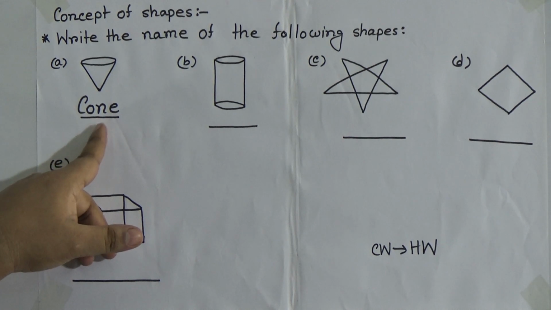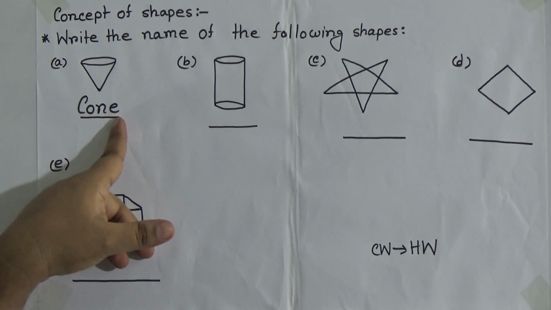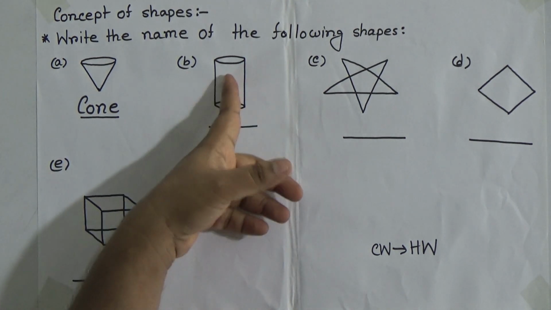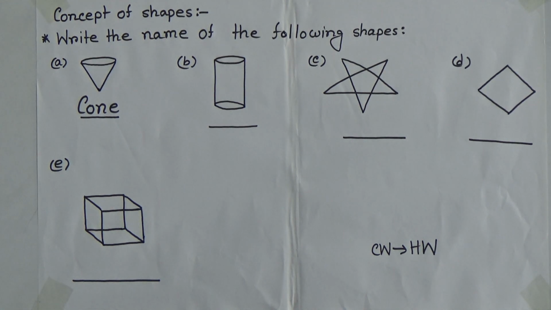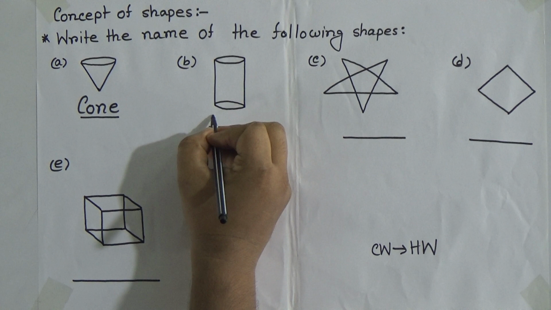So you must memorize this. Cone, C-O-N-E, cone. Next, what is the next figure? The next figure is cylinder.